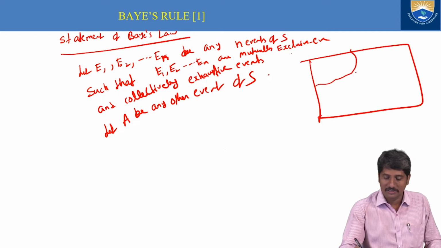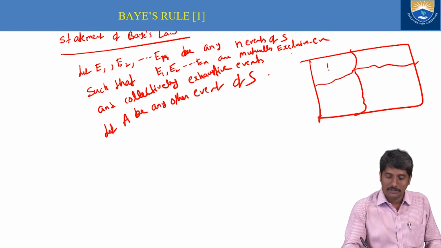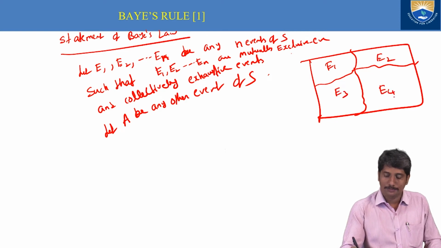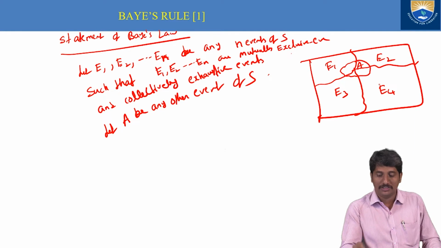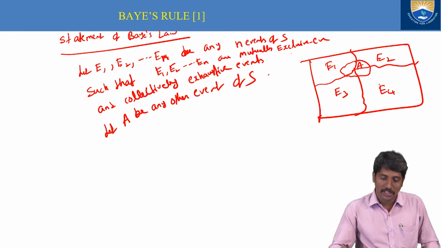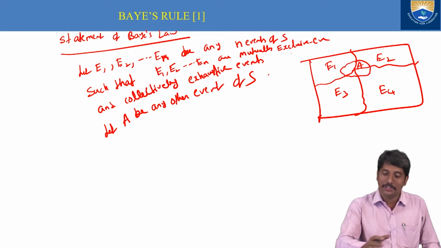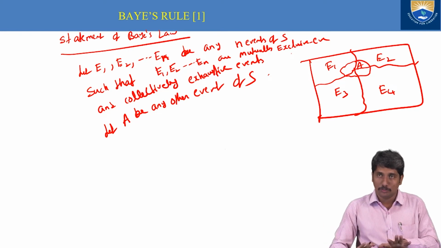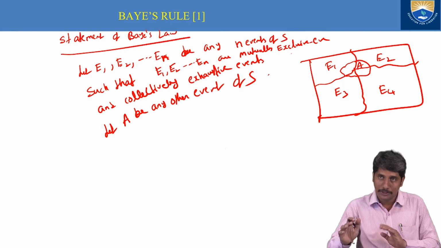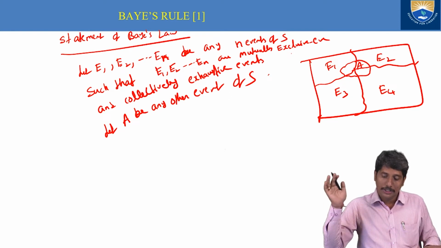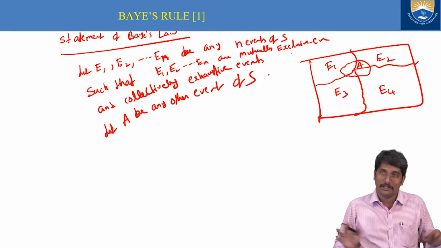Say this is E1. Let us confine to only four events: E1, E2, E3, E4. Let us suppose that this ellipse is A. Now here you are clearly observing that E1 and E2 have no common part. So both are mutually exclusive. E1, E3 share no common area. E2, E4 share no common area. E2, E3 share no common area. That means every pair is mutually exclusive.